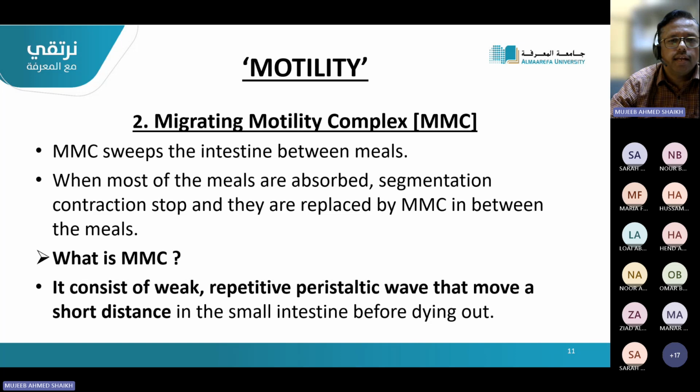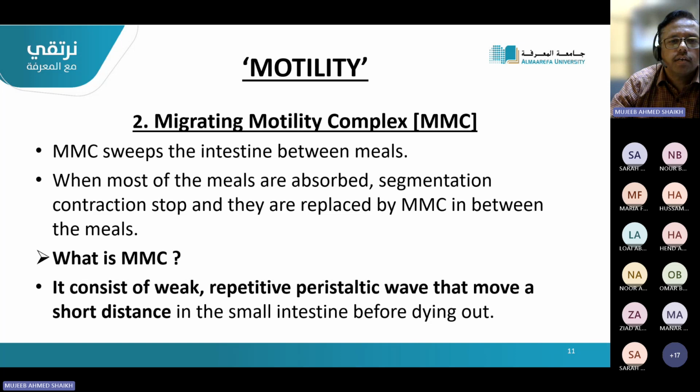Whenever the term peristalsis comes, that means it will move from one area to another area. Peristalsis means moving, whereas segmentations are not moving. They are just local contractions. So these are weak repetitive peristaltic waves that start from one point, and it will die at a very nearby area. It will just move for a very short distance, a few centimeters only.